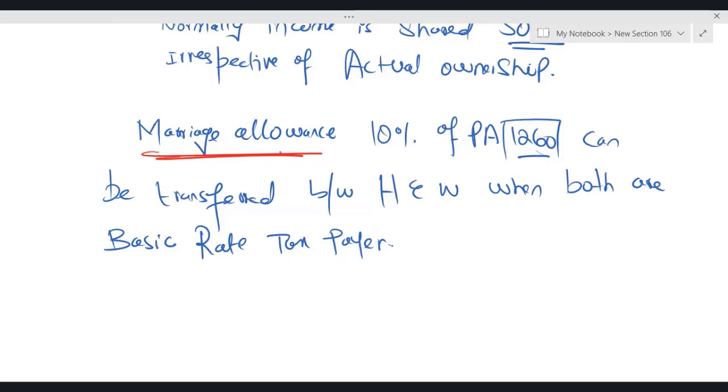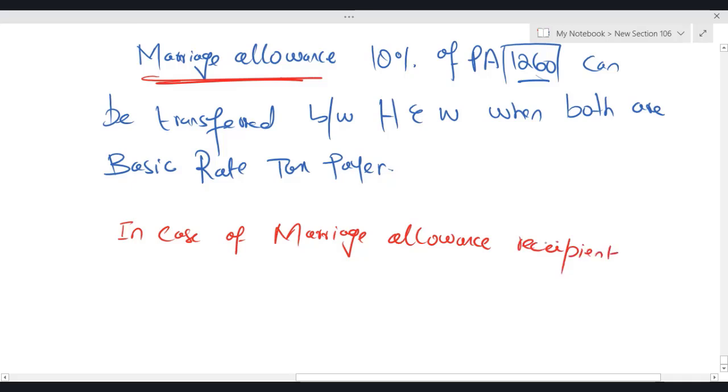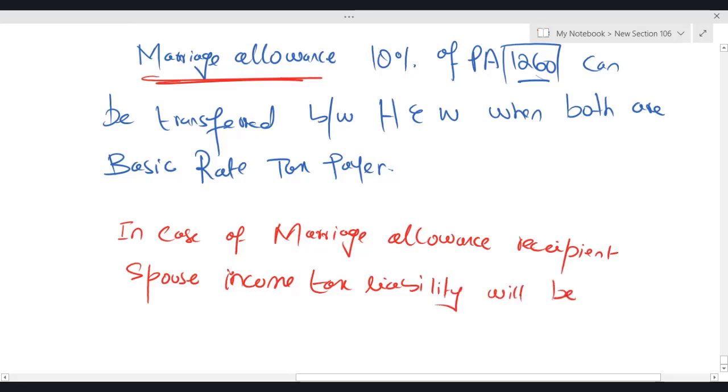So how the marriage allowance works: in case of marriage allowance, the recipient spouse's income tax liability will be reduced by 1260 into 20%. I'm getting 252.